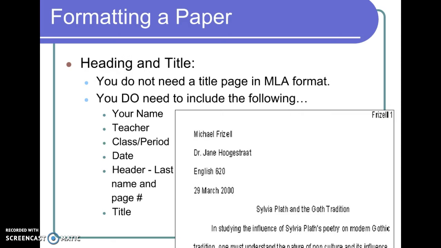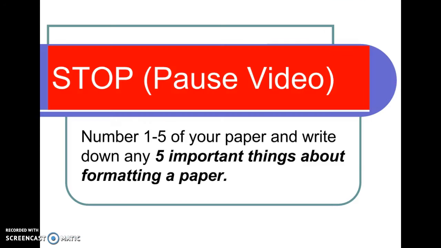Your heading looks like this: your name, the teacher's name, the class name, and period, as well as the date written as you see here. The title of your essay is written and centered in the middle of your paper. And in the top right corner, you're going to have a header with your last name and the page number. And we'll work on this in class. I'll show you if you're not already sure how to do this formatting when we are in the lab next week.